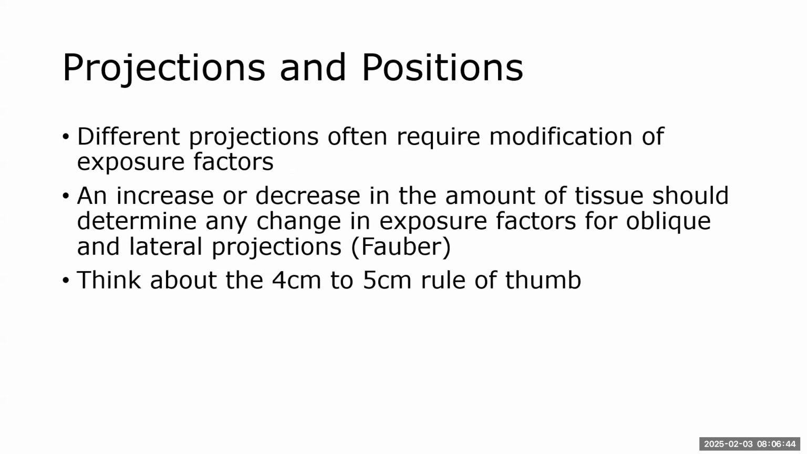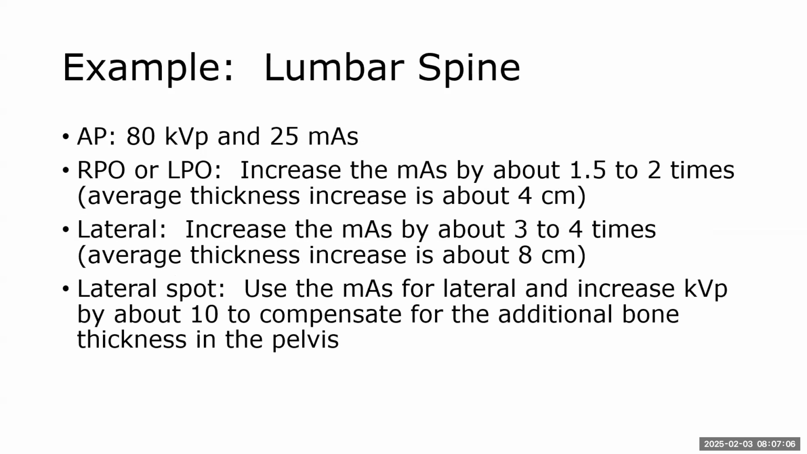When we change for projections and positions, different projections often require modification of exposure factors, like going from AP to lateral. An increase or decrease in the amount of tissue should determine any change in exposure factors for oblique and lateral projection. So again, think about the 4 centimeter to 5 centimeter rule of thumb that we talked about earlier. So for example, if we're using 80 to 25 on an AP lumbar, then for an RPO or an LPO, we're going to need to increase the mass by about 1.5 to 2 times, because that average thickness, think about the path of the central ray when you're considering that.